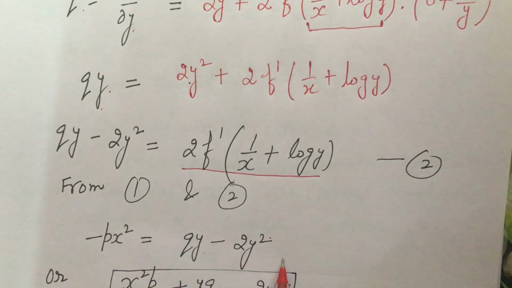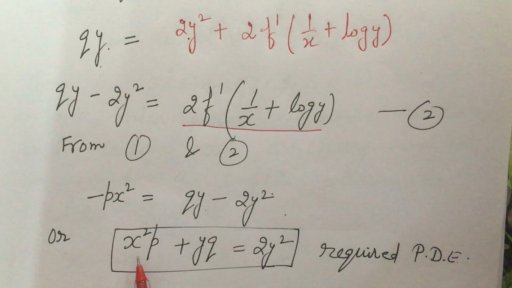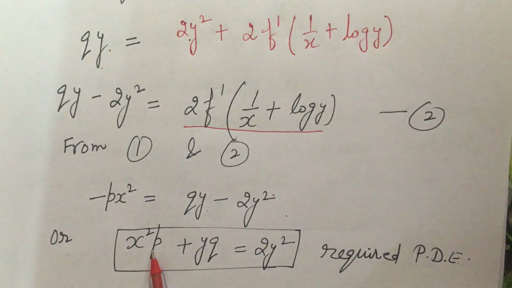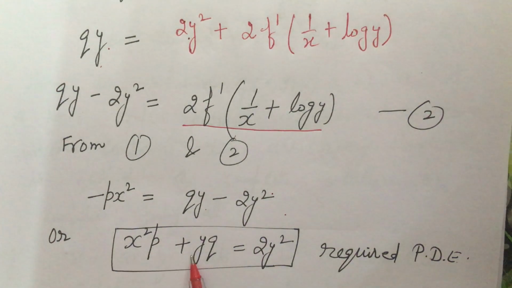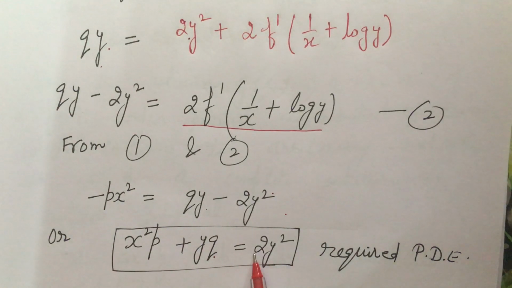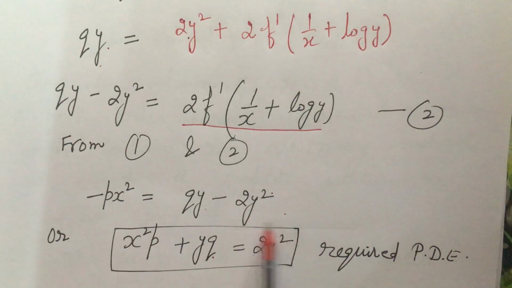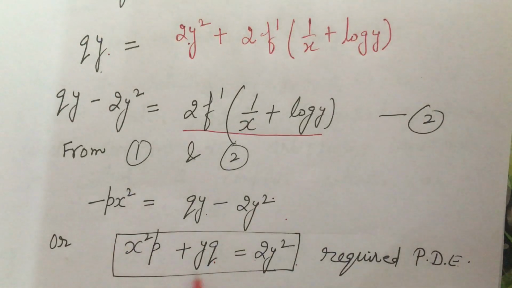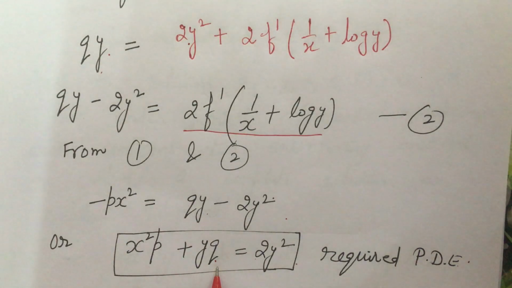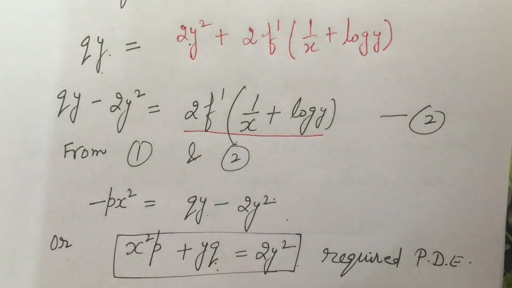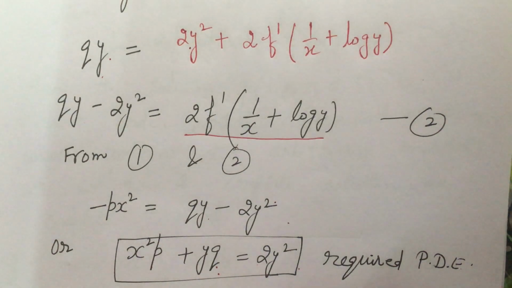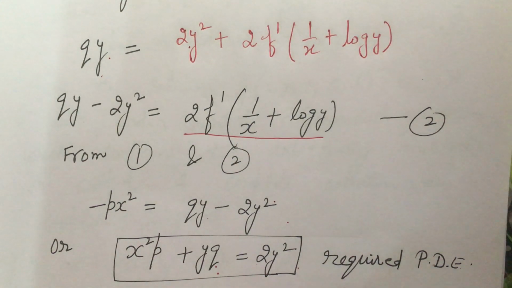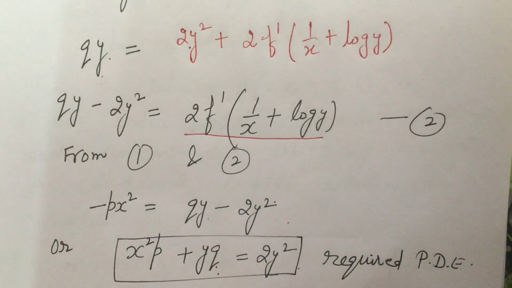It is the required PDE. You can transform it in its own way. It will be equal to p into x square plus y into q is equal to 2y square. Again, this is a partial differential equation of first order, because p and q are the first order partial derivatives. In this way, we have eliminated the arbitrary functions and we can form the partial differential equations.